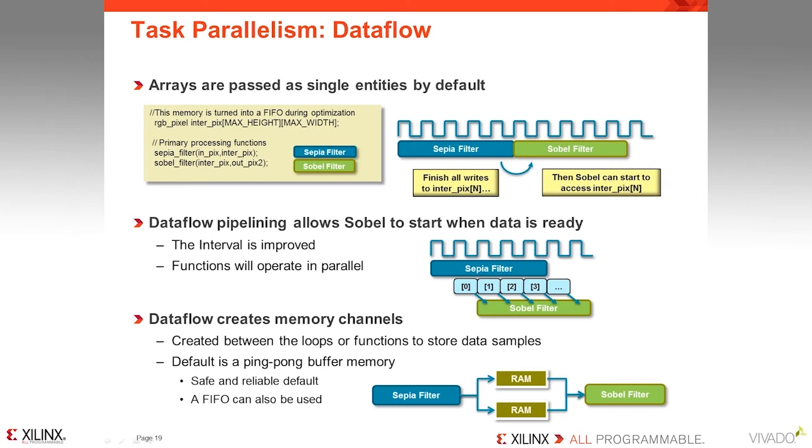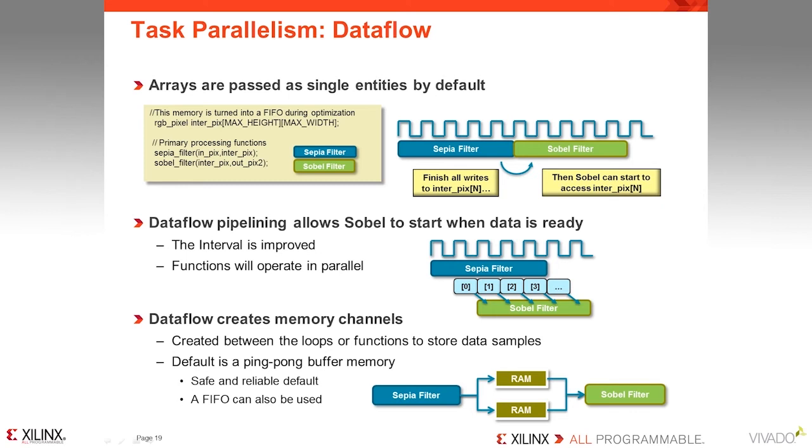Dataflow optimization is a way of doing pipelining, but at a function or loop level. So for example, what we could do with Dataflow pipelining, if we look at the second bullet, is as we're executing the first filter, the sepia filter, as soon as data values become ready, the next filter would start to consume them. So again, it's like we're pipelining, but at the level of functions or loops. Okay, and this gives us much higher performance.